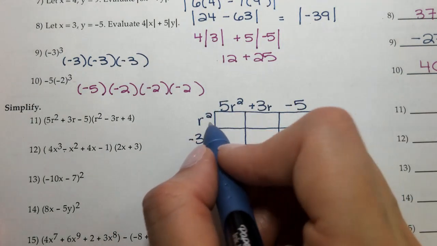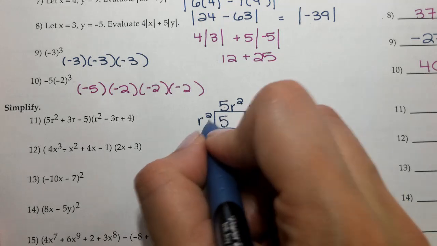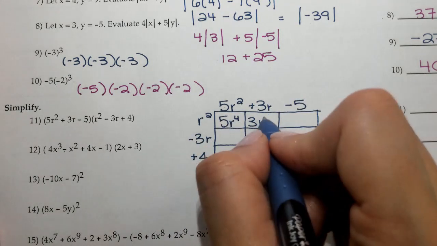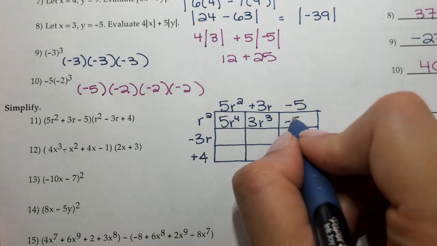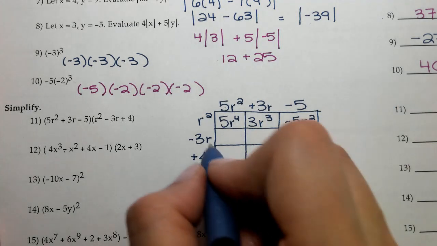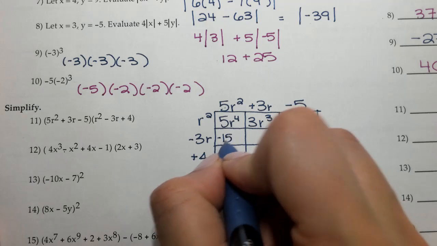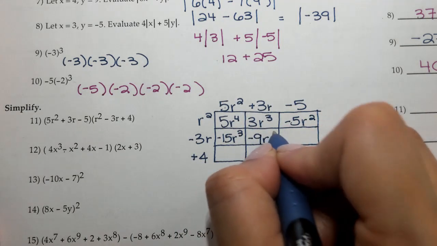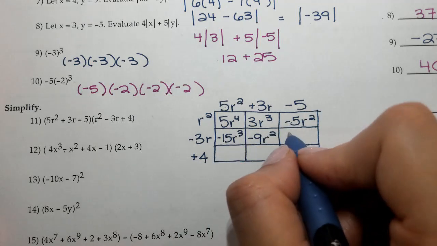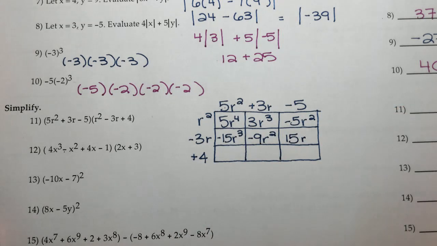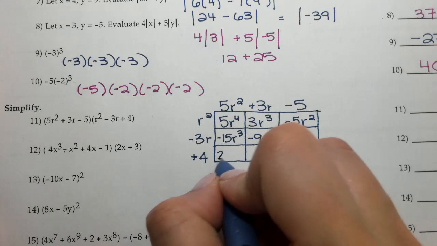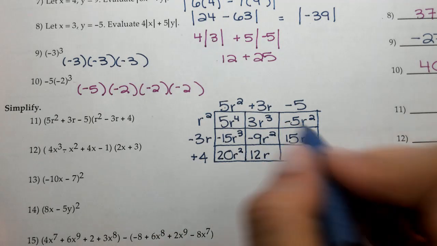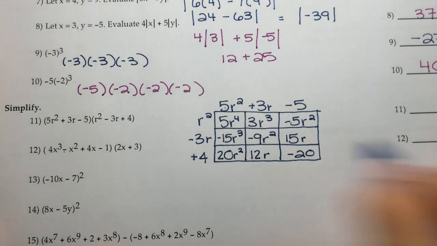Then you multiply each box. 5r squared and r squared is 5r to the 4th. 3r and r squared is 3r to the 3rd, minus 5r squared. Negative 3 times 5 is a negative 15r to the 3rd. Negative 3 times 3 is a negative 9r squared. Negative 3 times negative 5 is a positive 15r. 4 times 5 is 20r squared. 4 times 3 is 12r. 4 times negative 5 is a negative 20.